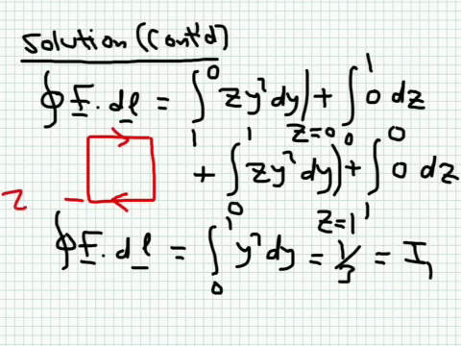Here z is equal to 0, while here z is equal to 1. So if you put z equal to 0 in this integral here, you get 0. So this one will cancel out. Here if you put z equal to 1, you end up with the integral of y squared, which gives you y cubed over 3. Upper limit minus lower limit, you get 1 over 3. But this is exactly the same answer that we got from the surface integral.